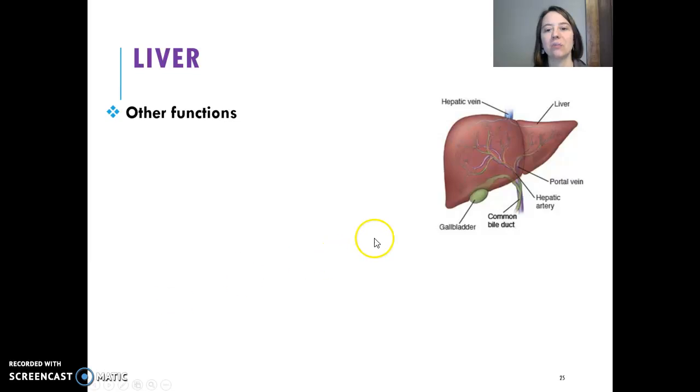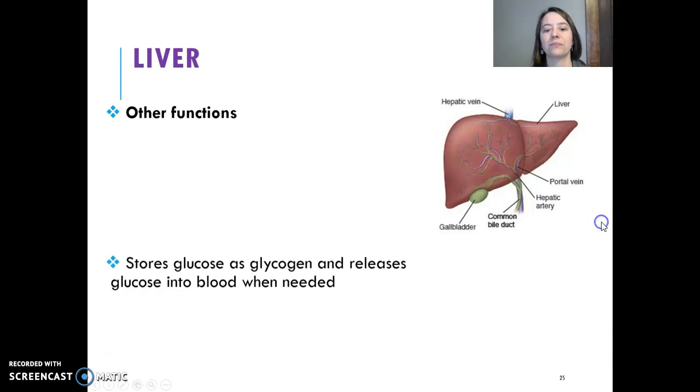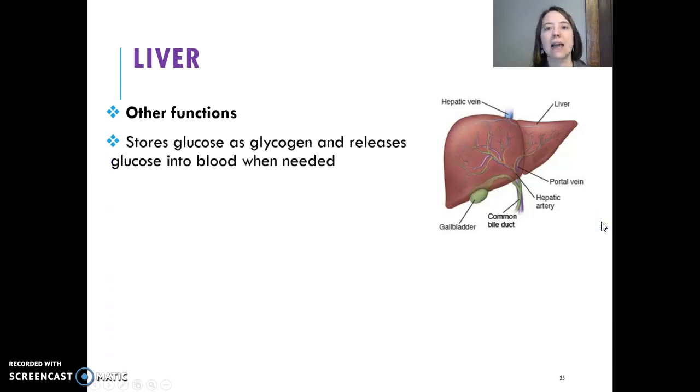So here is another picture of the liver, and as you can see, here is the gallbladder, which would be sending bile to the small intestine. So the liver has many functions besides making bile. One of those is to store glucose as glycogen and release glucose into the blood when needed. So glycogen is a starch. It is a storage form of the sugar glucose.